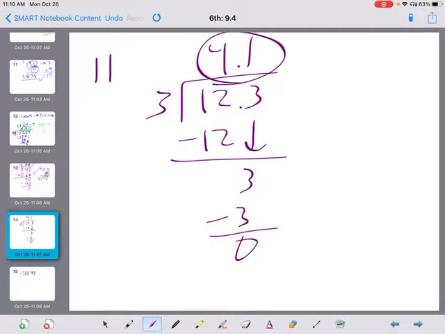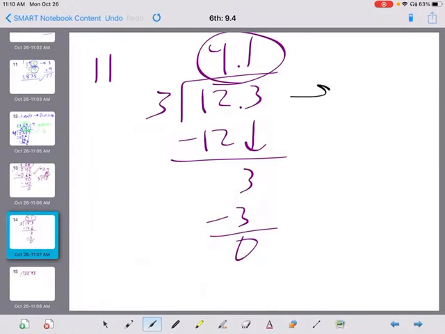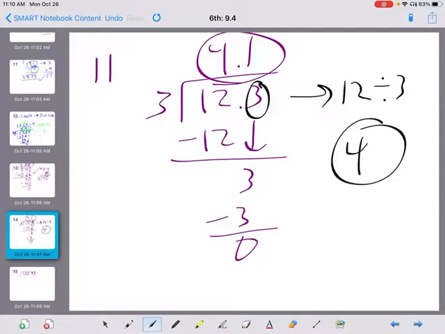So 4.1 is my answer, and if I look at what I would have done if I had rounded these, 12.3 rounds to 12 divided by 3. What do I get if I get 12 divided by 3? Well, 12 divided by 3 is 4. Is that very close to 4.1? Yes, it is. I have the right answer.